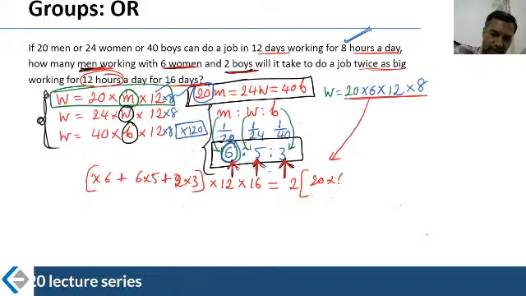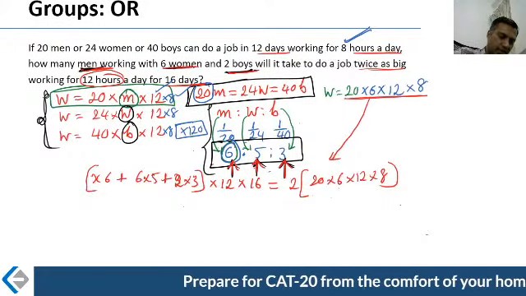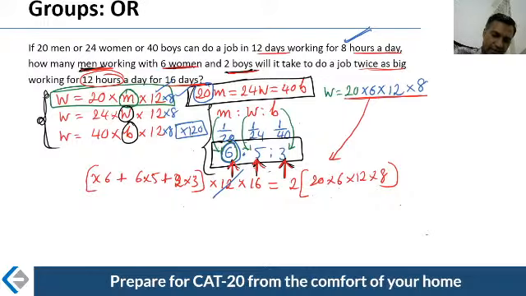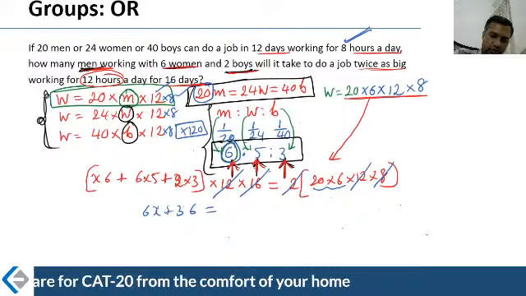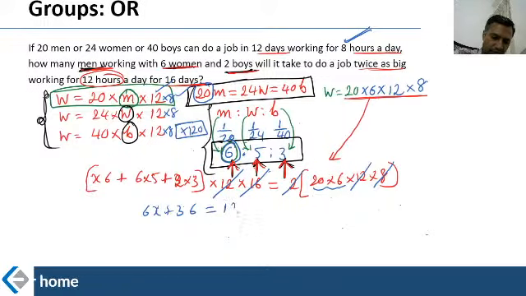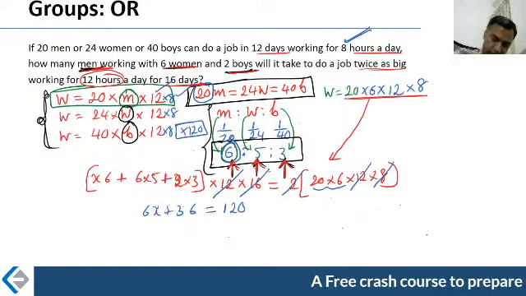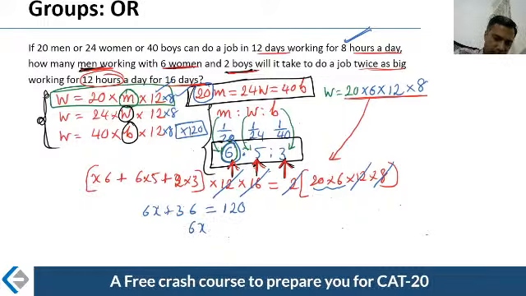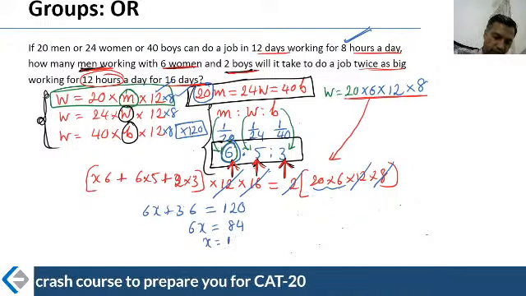Work is nothing but 20 into 6 into 12 into 8. Let's cancel them. This 12 gets cancelled with this 12, and the 16 gets cancelled with 2 into 8. Therefore you are saying that 6x plus 36 is also equal to 20 into 6, which is nothing but 120. Therefore 6x is equal to 120 minus 36, which is nothing but 84. Therefore the value of x is nothing but 40.